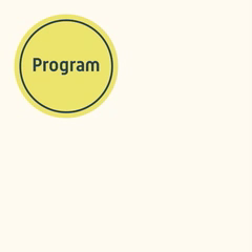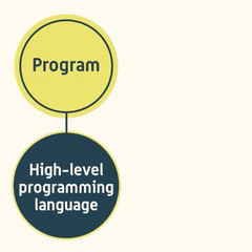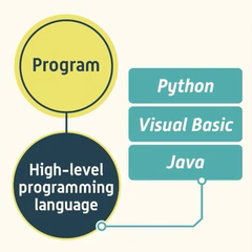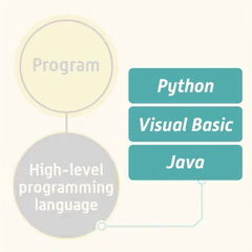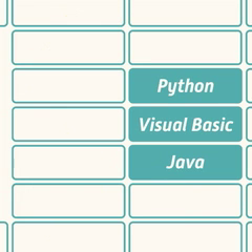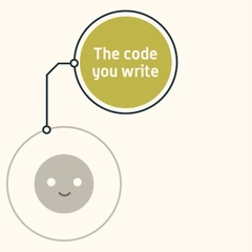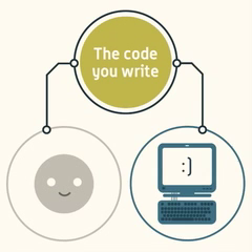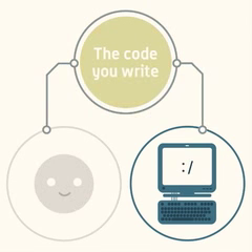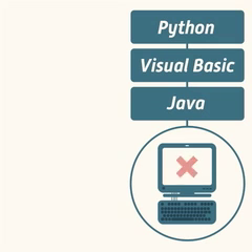When you write a program, you probably write it in a high-level programming language, such as Python, Visual Basic, or Java. These are not the only languages available. There are literally hundreds. The code that you write is meant to be understandable to programmers, but specific enough to spell out instructions to the computer. Computers, however, cannot run Python, Visual Basic, or Java code.